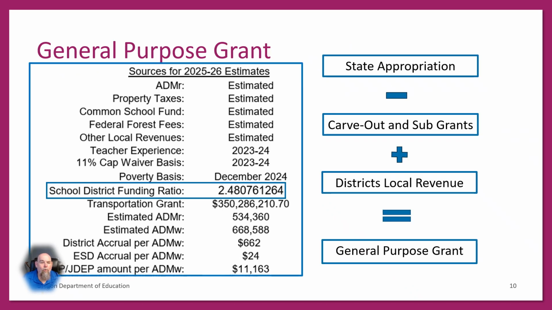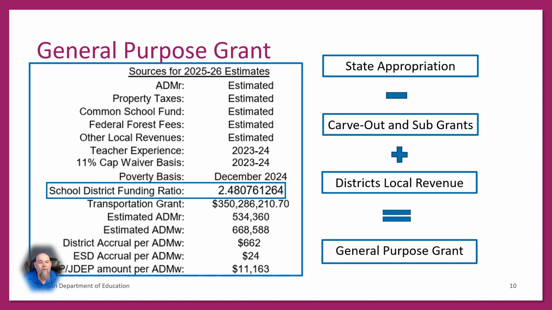This is the bottom 1/3 of the assumptions page, the first page of the estimates. And here's where you can find the data sources for each estimate. You can see if we are using estimated data or what year's data is available at the time of the estimate. It also shows the total transportation grant estimate for the state as well as state ADMR and ADMW.